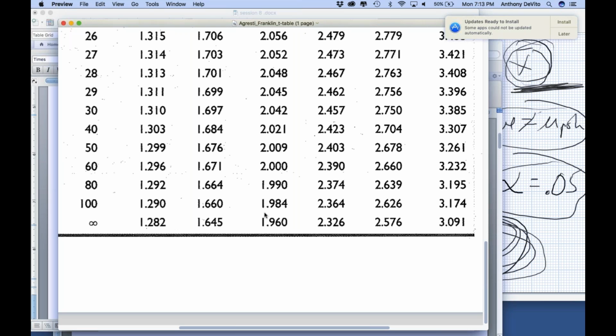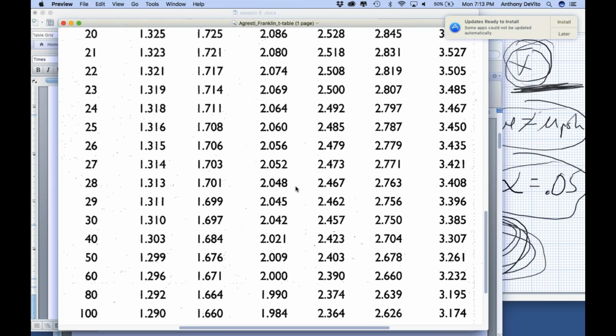So for this sample size, can I reject the null hypothesis? Yes, because our test statistic exceeds this number, which is the equivalent number that you would need to have at least less than a 5% chance of getting that extreme of a value.